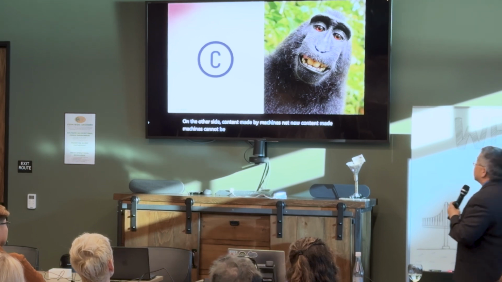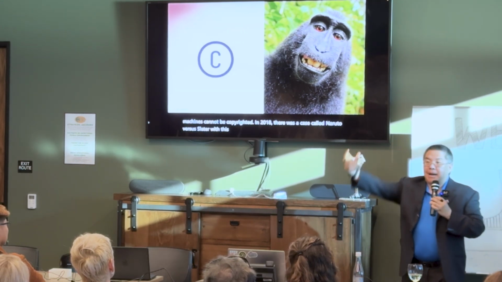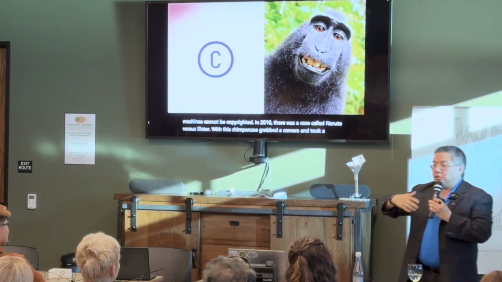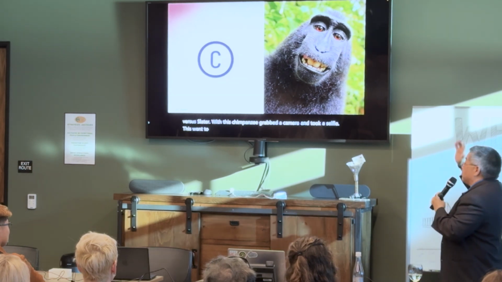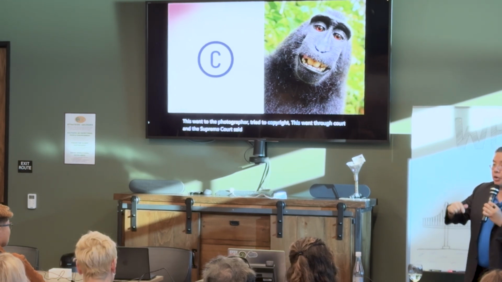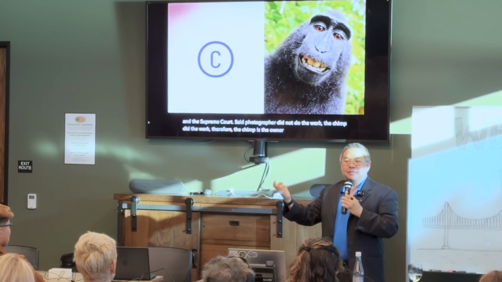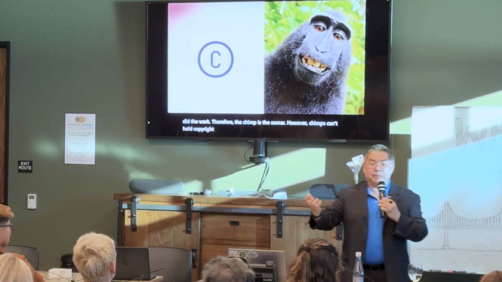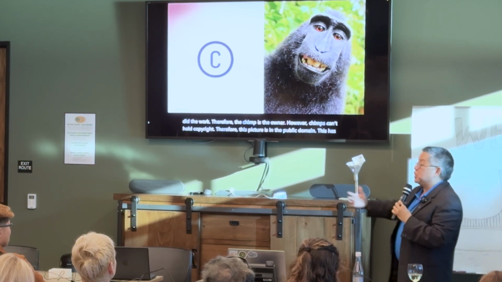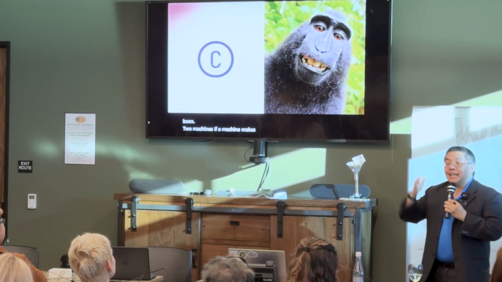In 2018, there was a case called Naruto versus Slater, where this chimpanzee grabbed a camera and took a selfie. The photographer tried to copyright it. This went to court, and the Supreme Court said, photographer did not do the work, the chimp did the work, therefore the chimp is the owner. However, chimps can't hold copyright, therefore this picture is in the public domain. This has been extended to machines. If a machine makes something net new, it cannot be copyrighted.